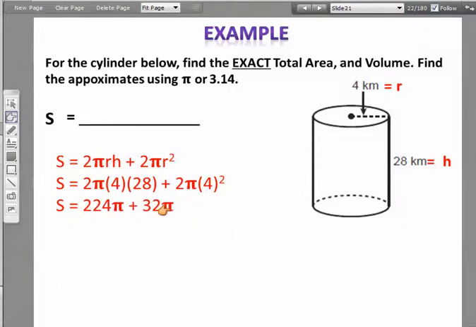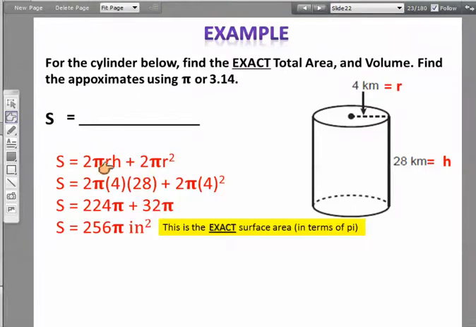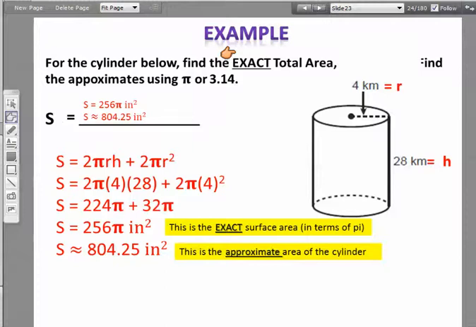So 4 squared is 16, times 2 is 32. 2 times 4 times 28 gives me 224. When I say 224 plus 32, I get 256 pi inches squared. Remember, this is exact, where I'm leaving it in terms of pi. And then here is my approximate. Whenever I say 256 multiplied by pi, I'm going to get approximately 804.25. And I put those answers up here in this blank.